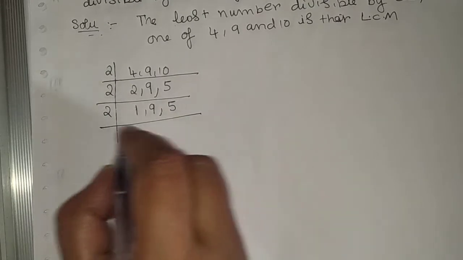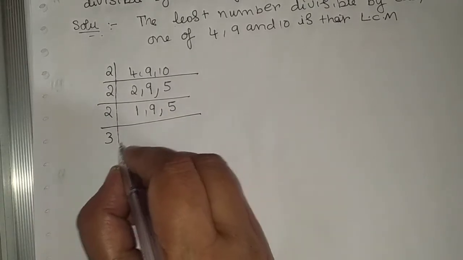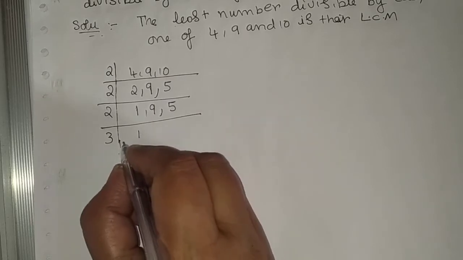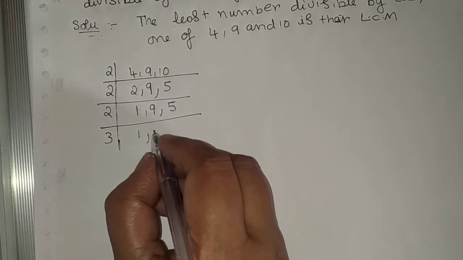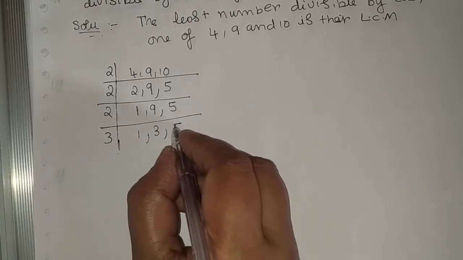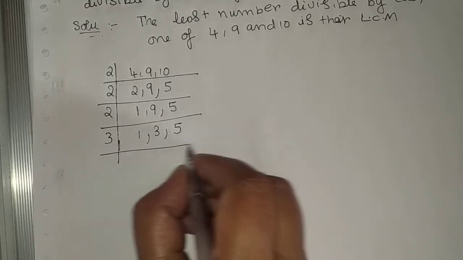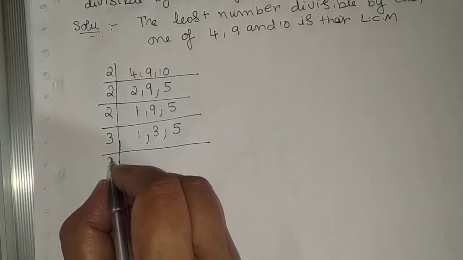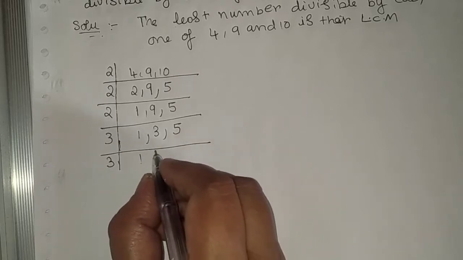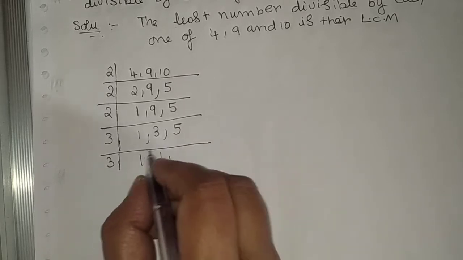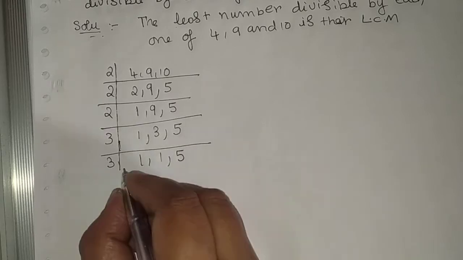Next step is to take 3. 3 is, here 1 is kept as it is. Then 3 3s are 9. Then 5 is kept as it is. So next step, again you take 3. 3 1s are 3. Then 5 remains as it is.